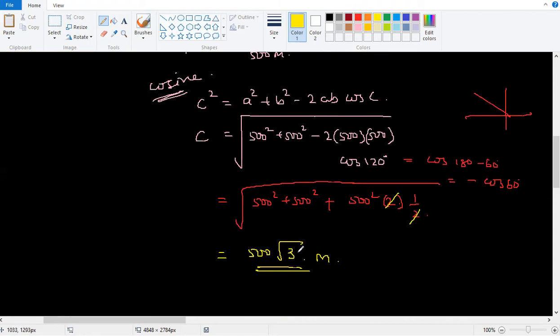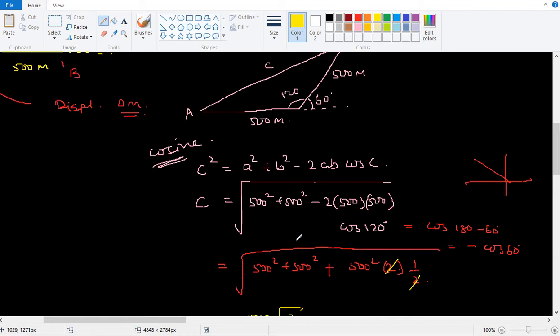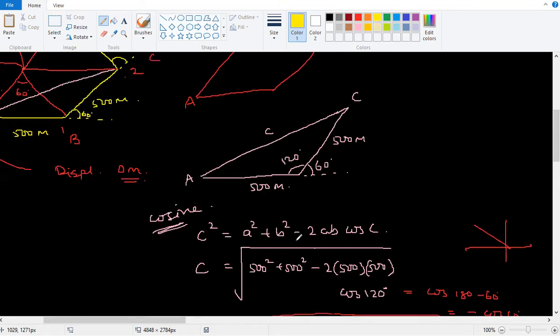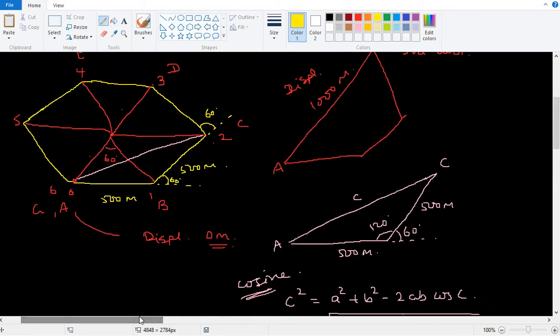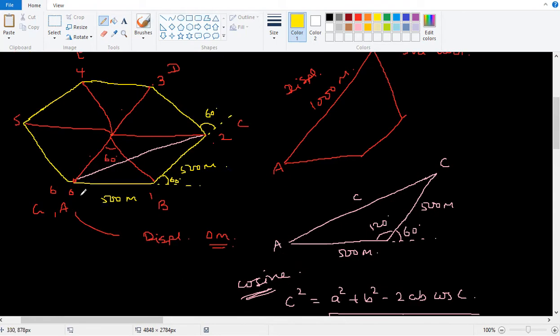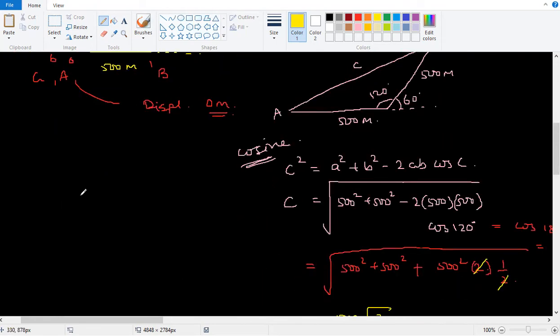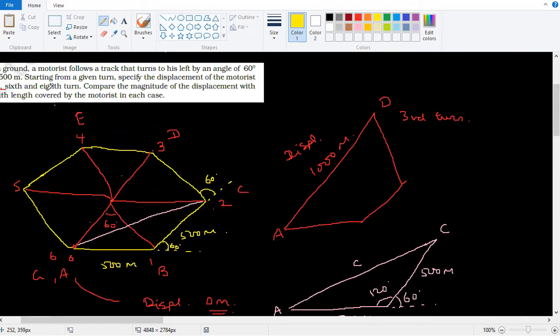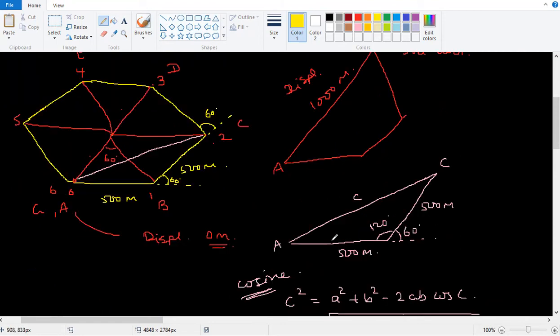You can leave it like this, or you can do 1.732 into 500, whatever that is. Okay. So the idea is, it's very, very simple. The idea is you should get that since they are saying 60 degree turning, you should get the idea that it is a regular hexagon. Anybody not following anything? So this is your third thing, eighth turn.